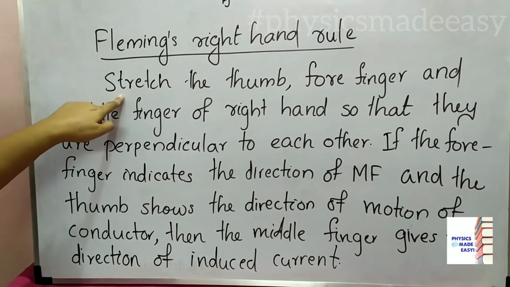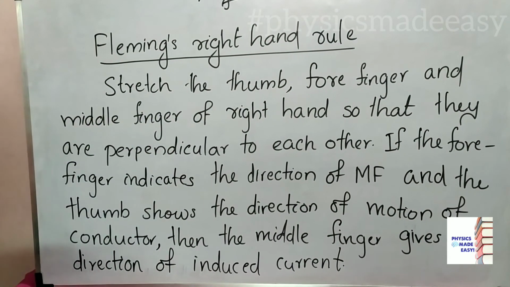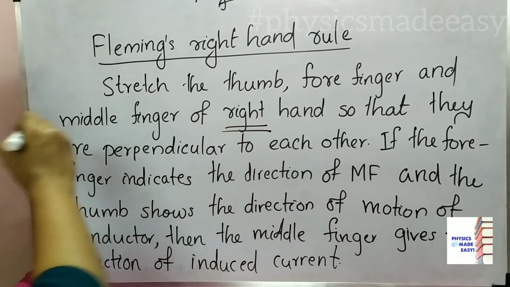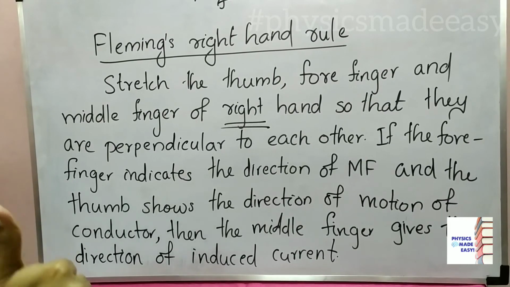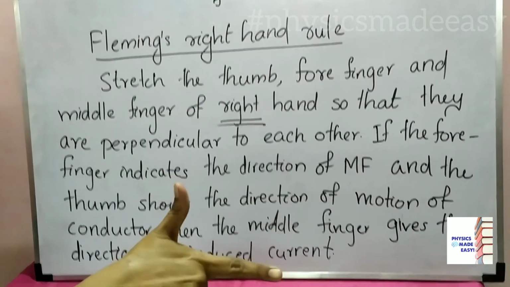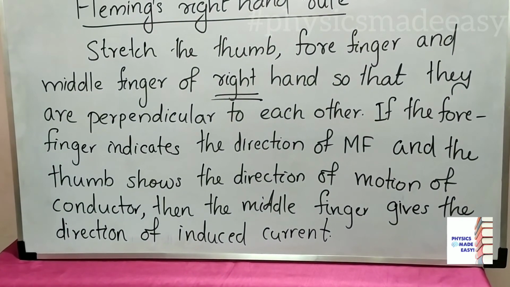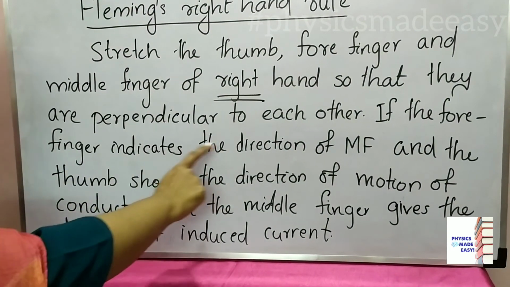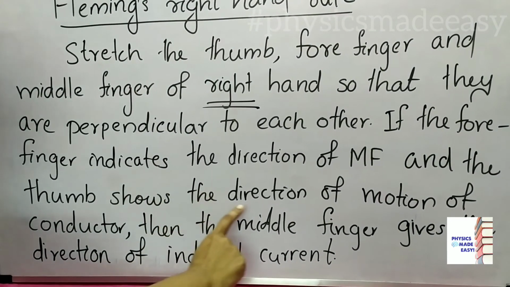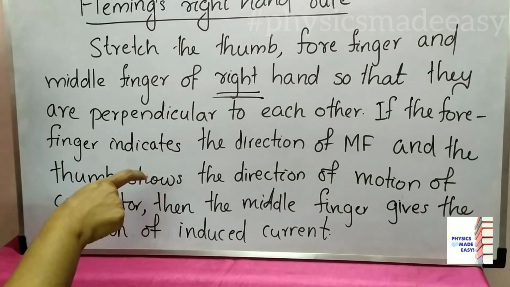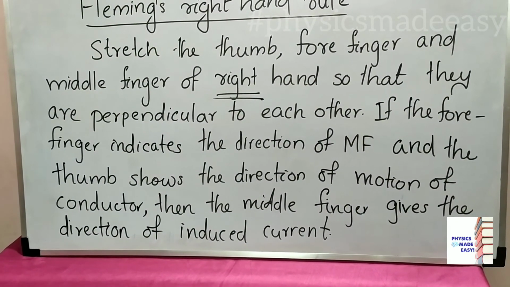Here, stretch the thumb, forefinger and middle finger of the right hand so that they are perpendicular to each other. So, thumb, forefinger, middle finger, these three should be mutually perpendicular. If the forefinger indicates the direction of magnetic field and the thumb gives the direction of motion of the conductor, then the middle finger gives us the direction of induced current.